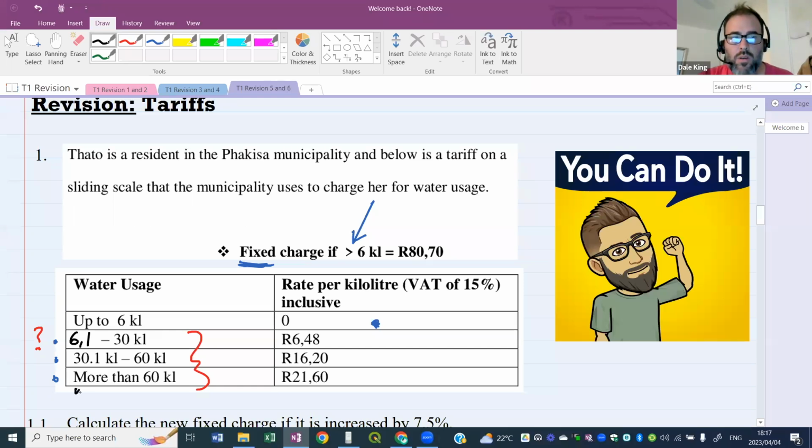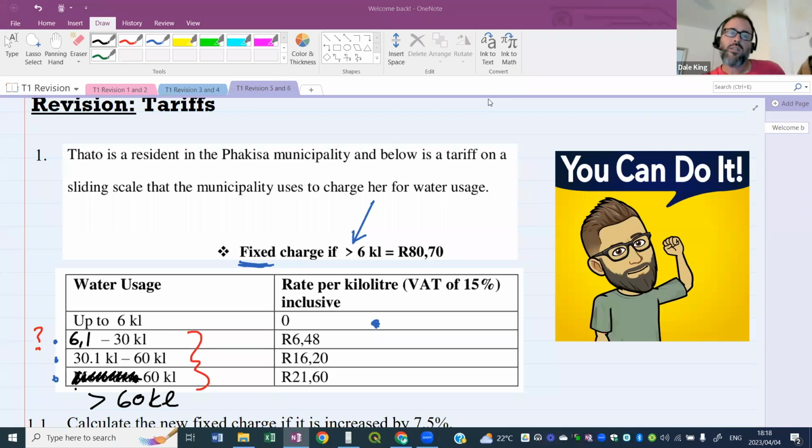They write the words more than, or greater than. In fact, instead of saying more than 60 kiloliters, we could have put a symbol there to say greater than 60 kiloliters. So sometimes these tariff tables actually have those symbols in. These are called inequality symbols. More than, less than, greater than.